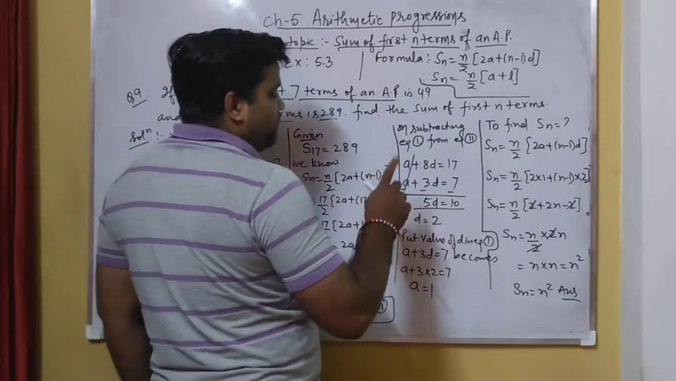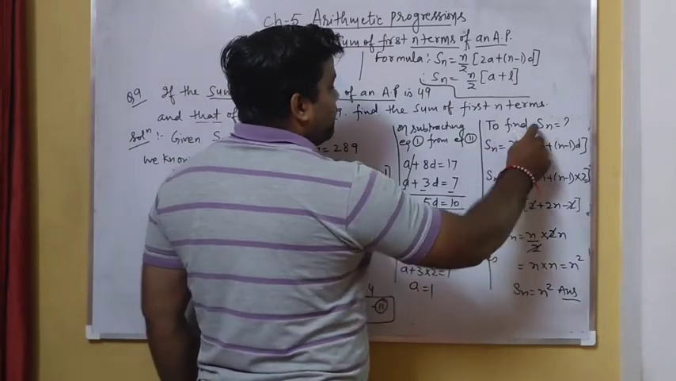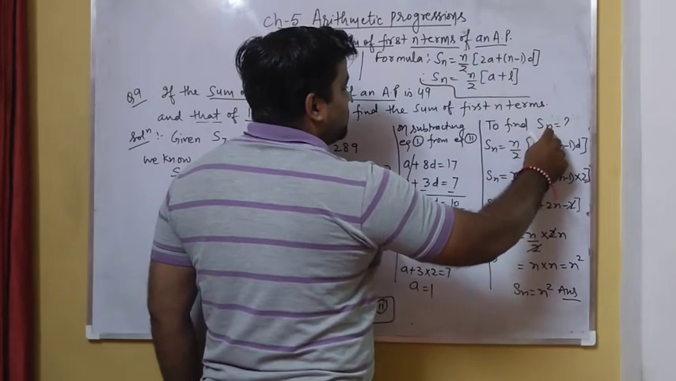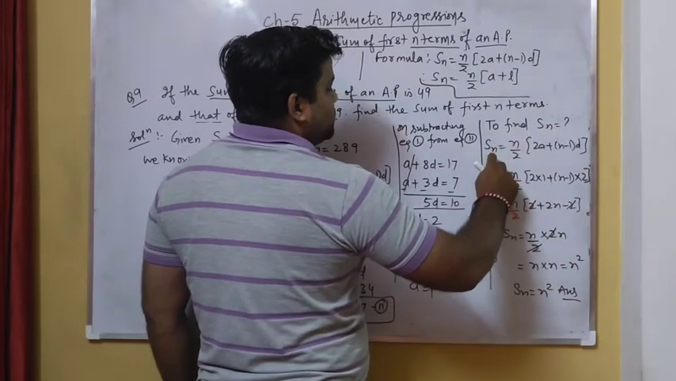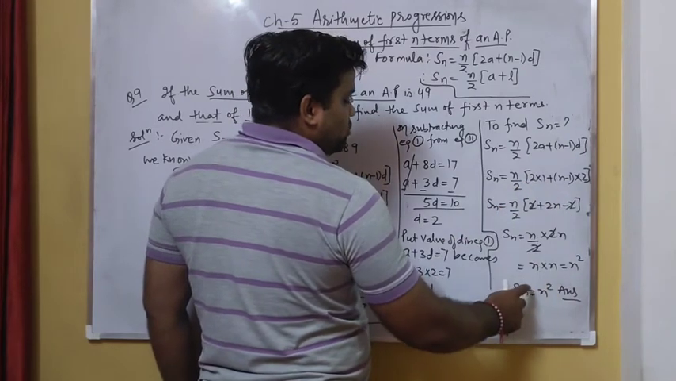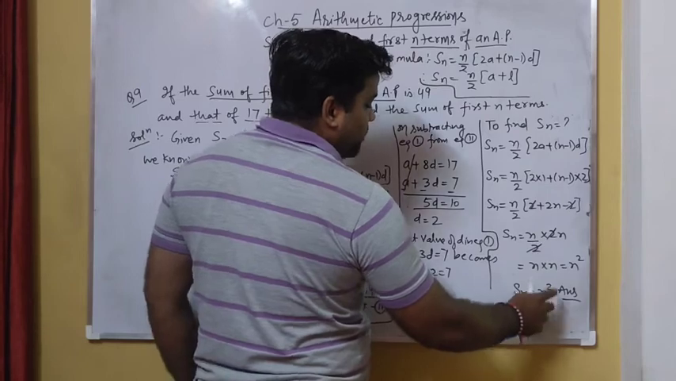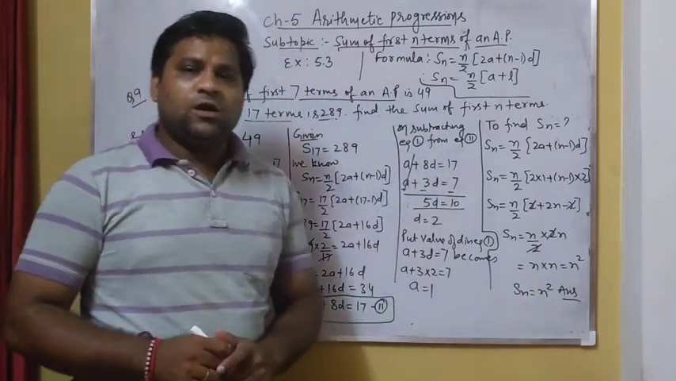Now after getting the value of d equal to 2 and a equal to 1, we have to find the sum of first n terms of an AP, which is given by this formula. On putting the value of a and d and finally solving, we get the sum of first n terms of an AP is equal to n square, which is the required answer.